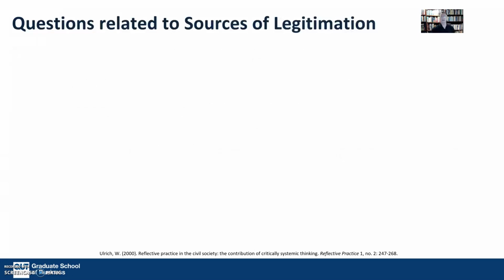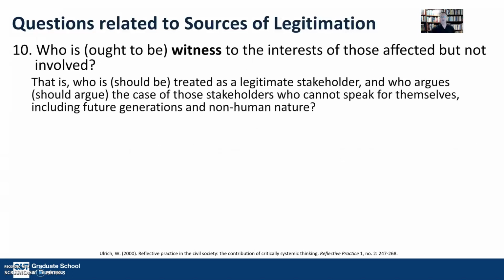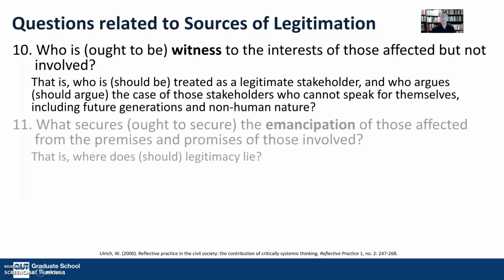And then finally, the last of the four bases are the sources of legitimation. Who is or who ought to be witness to the interests of those that are affected but not involved? That is, who should be treated as a legitimate stakeholder and who argues or should argue the case of those stakeholders who cannot speak for themselves, including future generations and, importantly, non-human nature. So who will stand up for the people who are stakeholders?